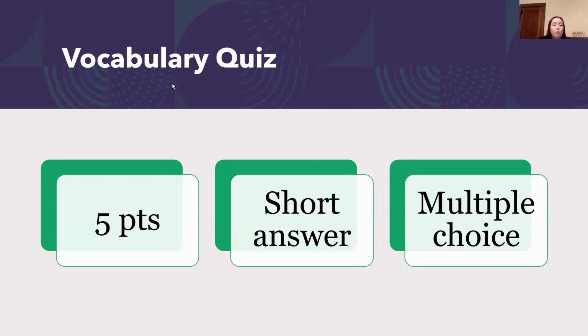For their vocabulary quiz, it is only 5 points, and it is short answer and multiple choice. This quiz is located on the MLS. They will go and click on the little section, go on the Google Form, and then they will just fill it in as they go.